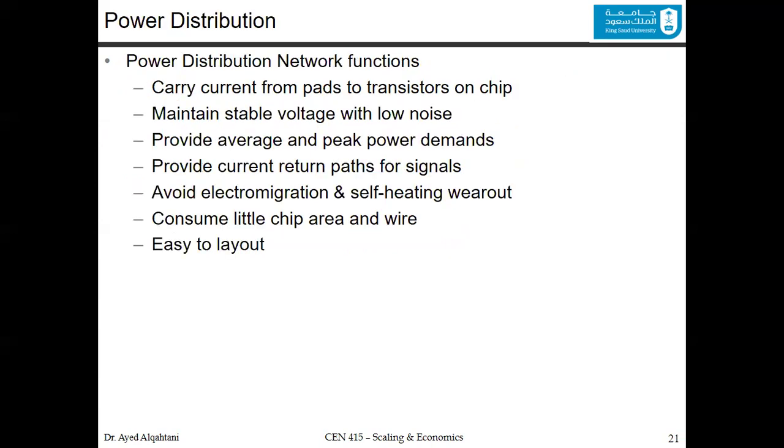Now, for the power distribution, the power distribution network function is to carry the current from pads to the transistors on chip. It should maintain a stable voltage with low noise, provide average and peak power demands, and also provide current return paths for signals, avoid electromigration and self-heating wear out, also consume little chip area and wire, and it should be easy to plan.